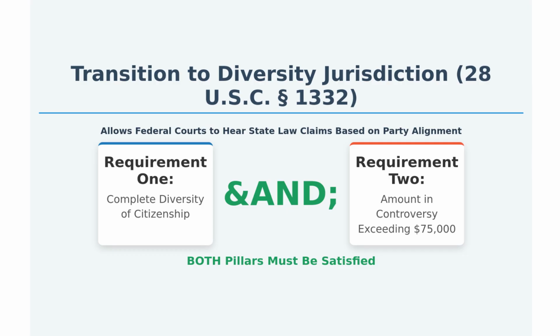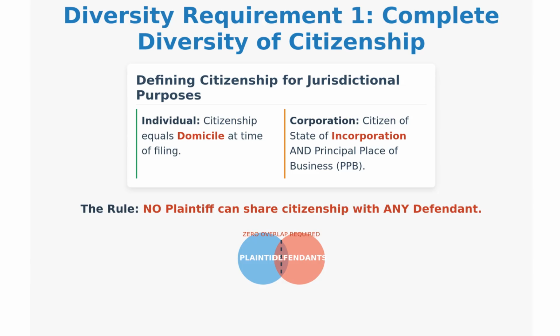Second, the amount in controversy asserted by the plaintiff must exceed $75,000, exclusive of interest and costs. We will explore each of these pillars in detail in the subsequent segments. We now turn our attention to the first mandatory pillar of diversity jurisdiction, complete diversity of citizenship.